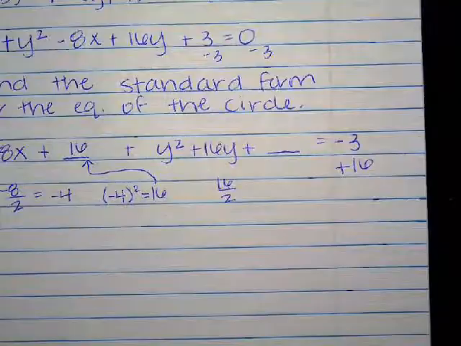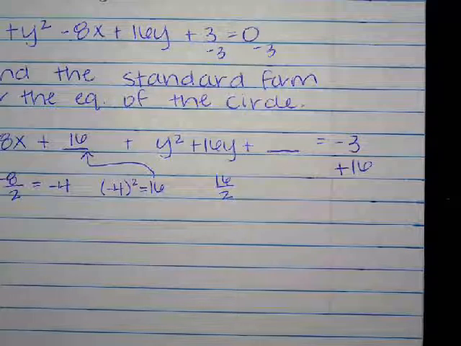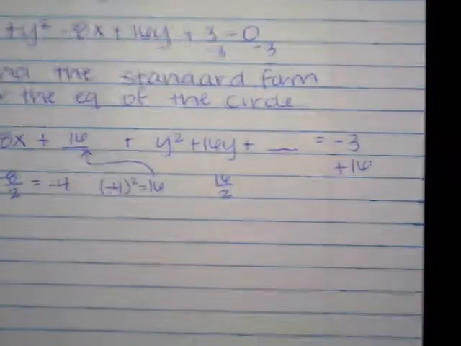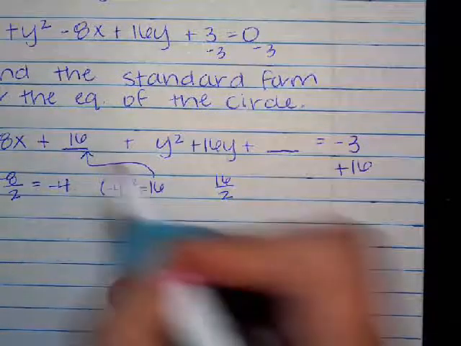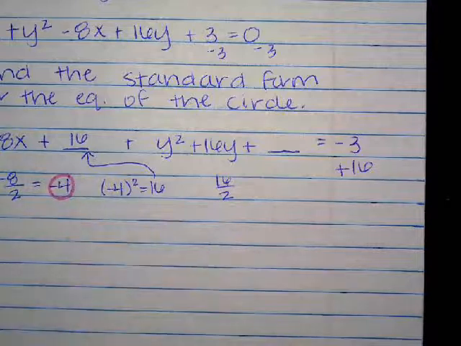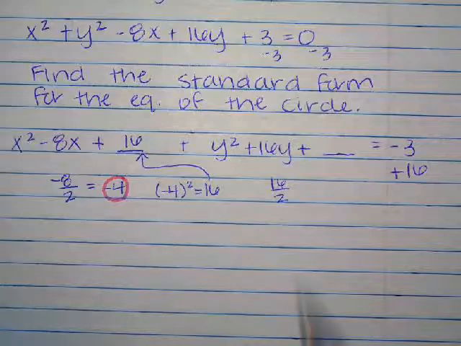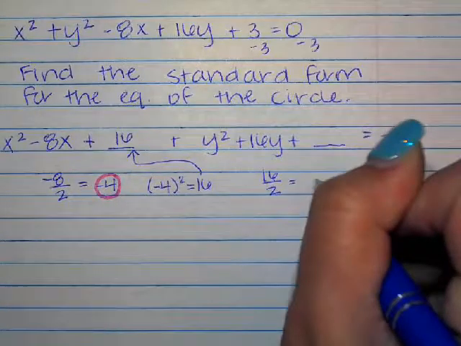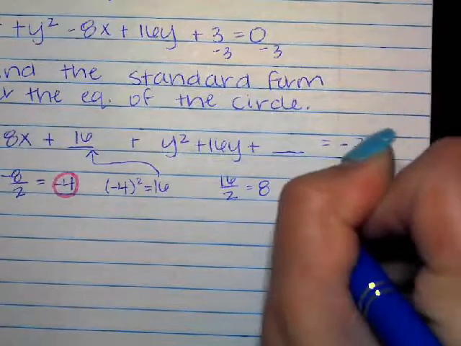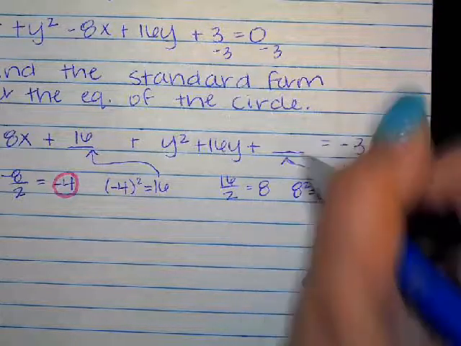And in the video notes, I was circling that number, when I divided by 2, in pink, because that number is important. We're going to come back to that in a little bit. Okay, 16. I divide that by 2. What do I get? 8. And then I take the 8 and I square it, and I get 64, and that goes right here, so that completes the square.